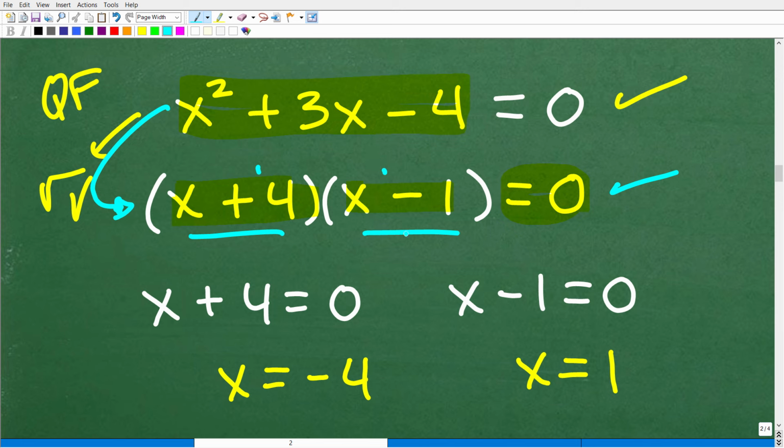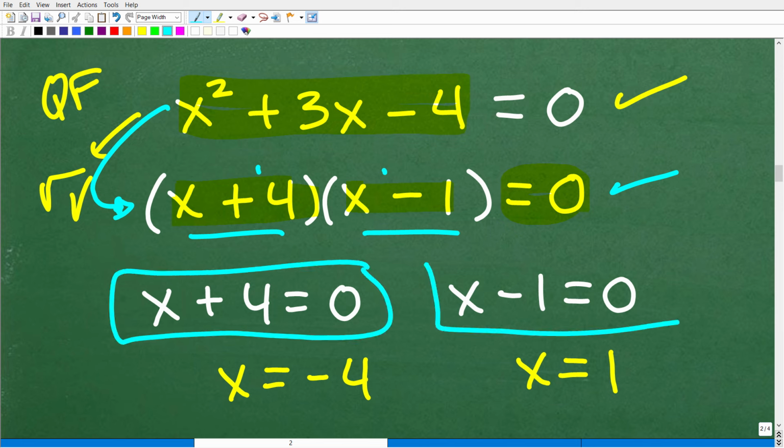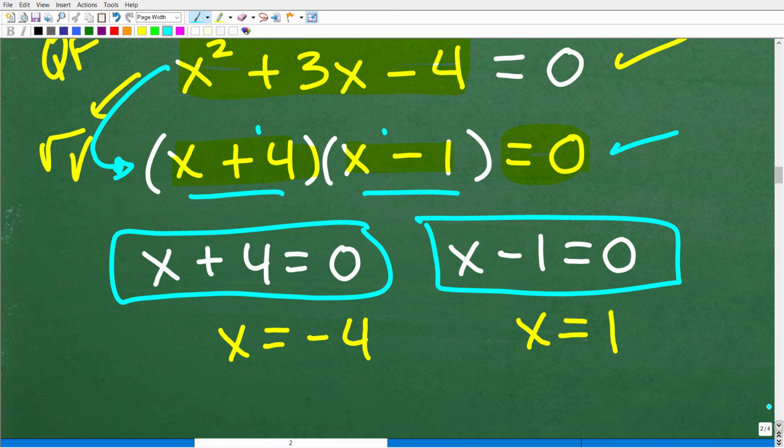So we love in algebra that we can factor and use this, because to solve this equation, all we have to do is set each factor equal to 0, because one or both of these factors is 0. So x plus 4 is equal to 0, x minus 1 is equal to 0, and when we solve these basic equations, we get x is equal to negative 4 and x is equal to 1.